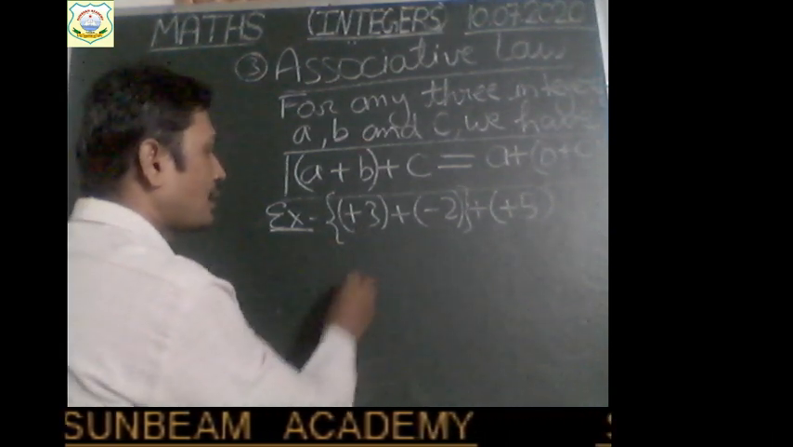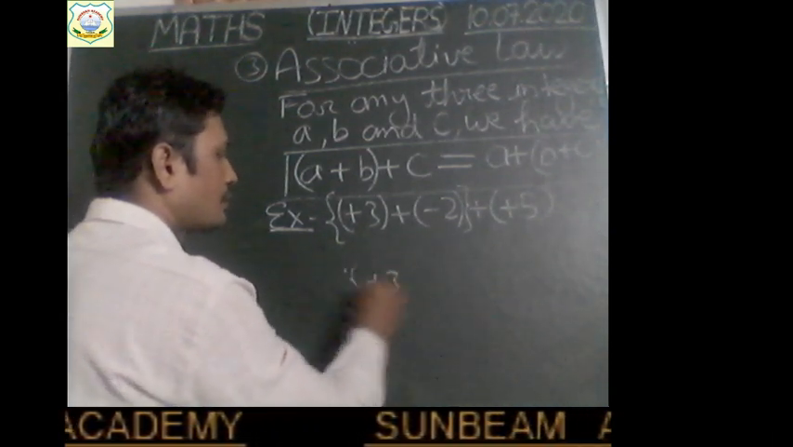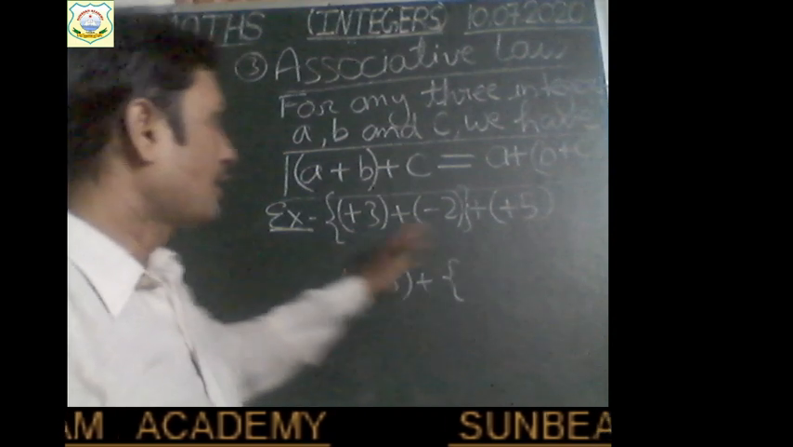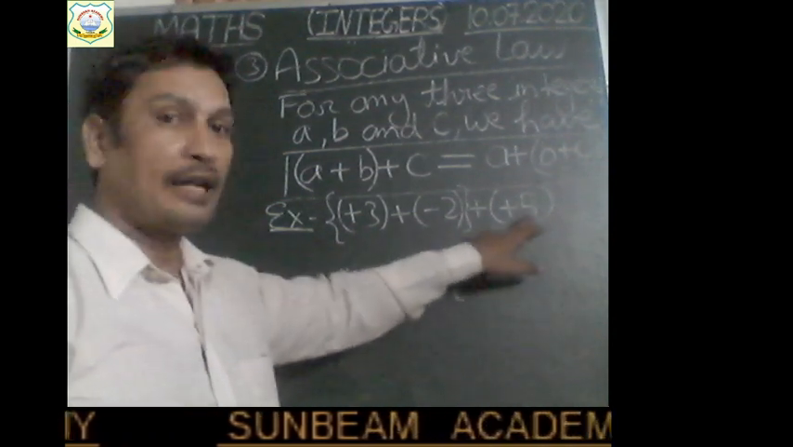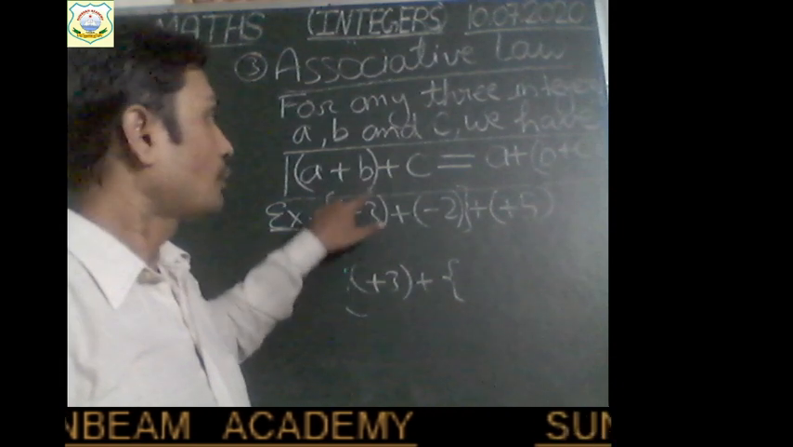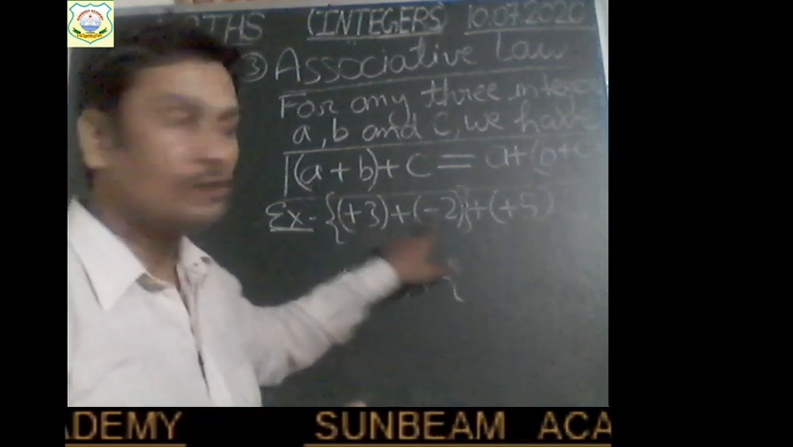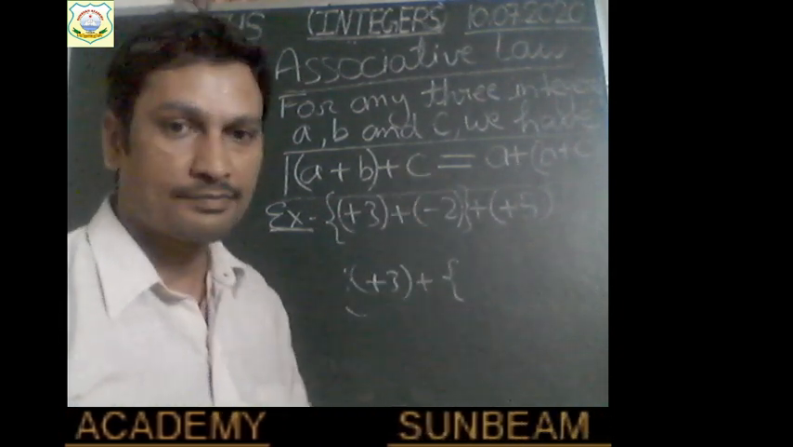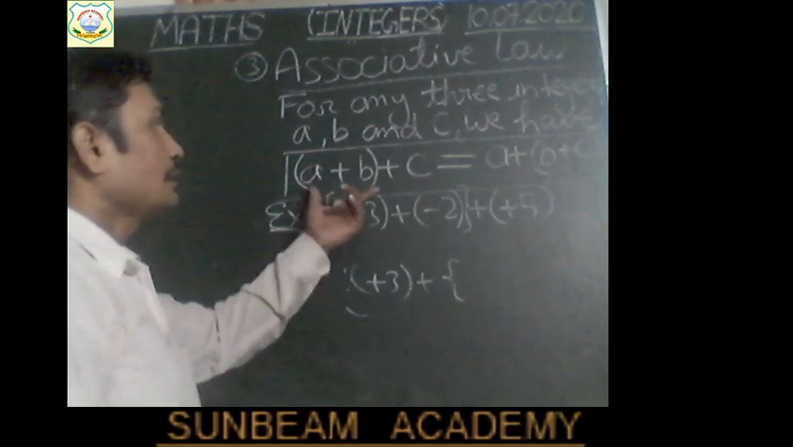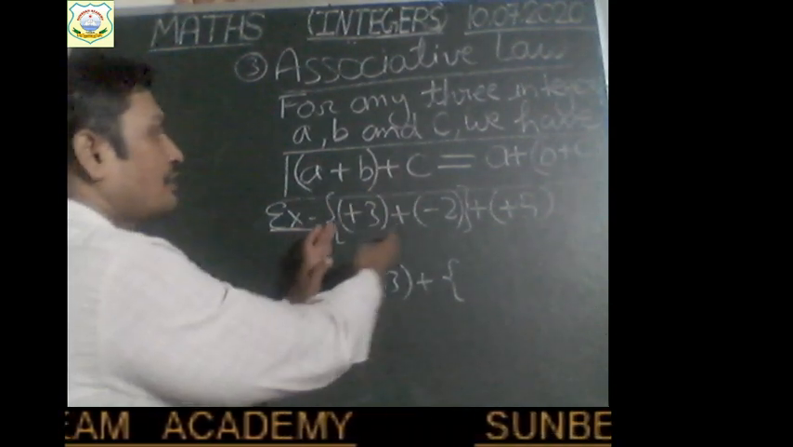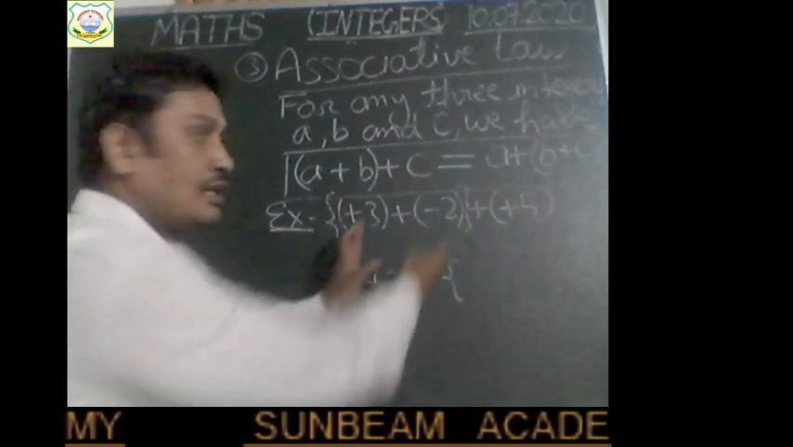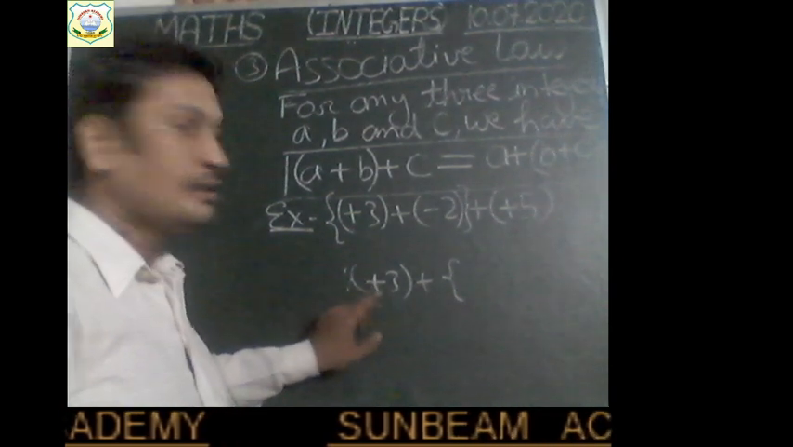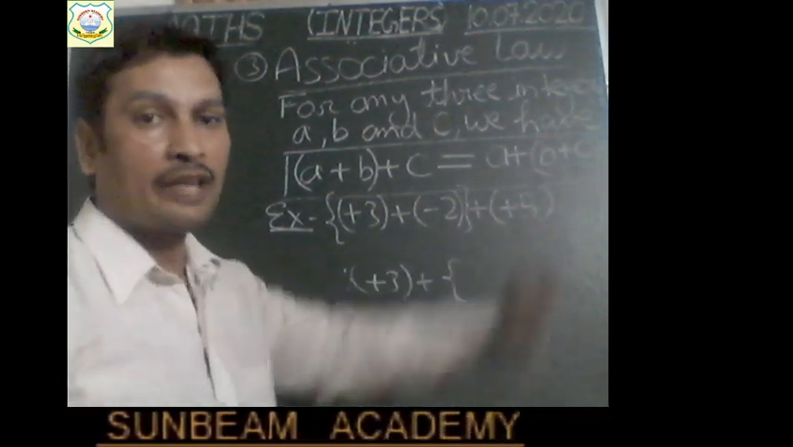For that, we can write plus 3 plus. Now take B plus C together, second and third integers together. Here our integers are plus 3, minus 2 and plus 5. First integer is plus 3, that is the value of A. Second integer is minus 2, which is the value of B. And third integer is plus 5, which is the value of C, the third one. Right? So, A plus B plus C. So here I will write plus 3 and minus 2 together in the same bracket and then add plus 5 from outside. Clear?